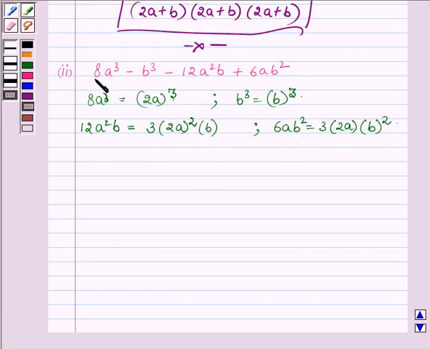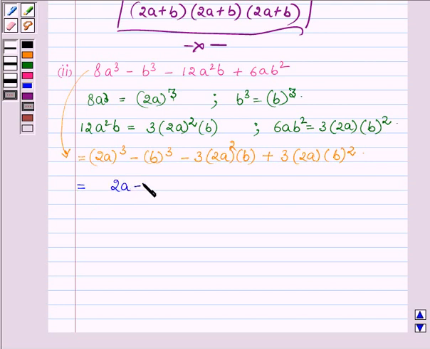And so, the given problem 8a cube minus b cube minus 12a square b plus 6ab square can be written as 2a whole cube minus b whole cube minus 3 times of 2a into 2a whole square into b plus 3 times of 2a into b square. Now this is in the form of the left hand side of the second identity, which is equal to 2a minus b whole cube. This is by key idea 2.